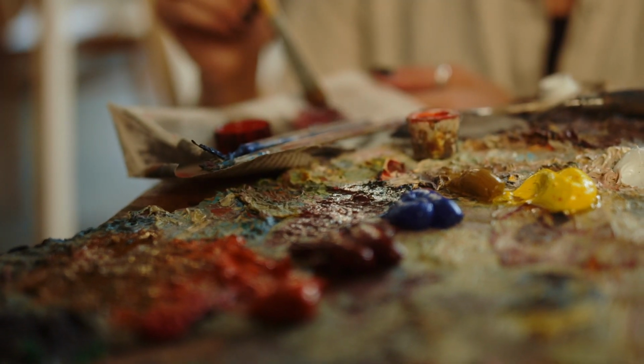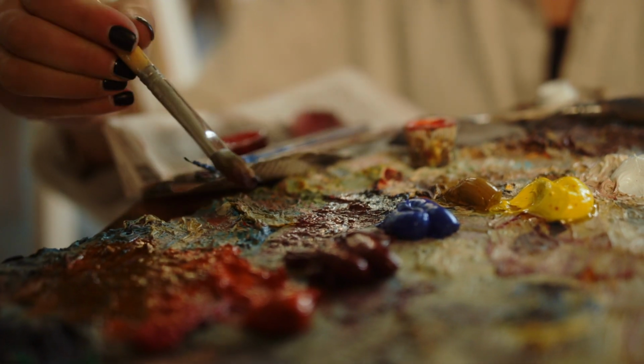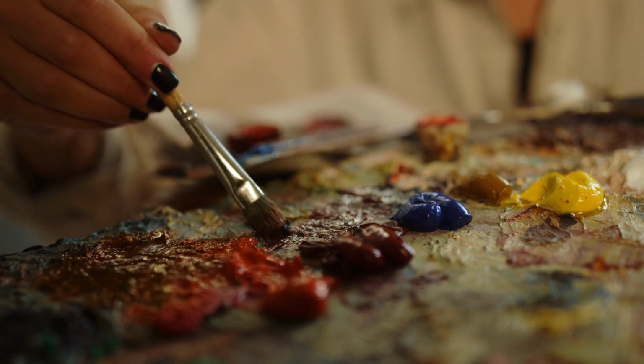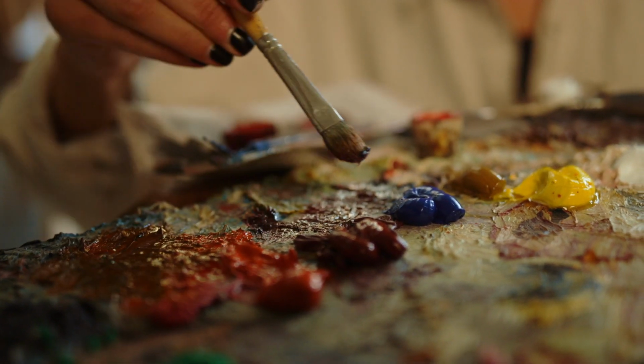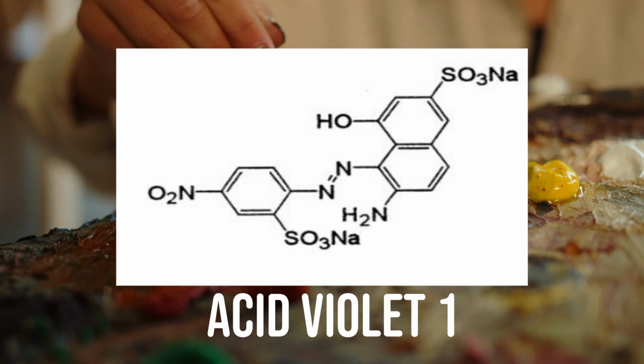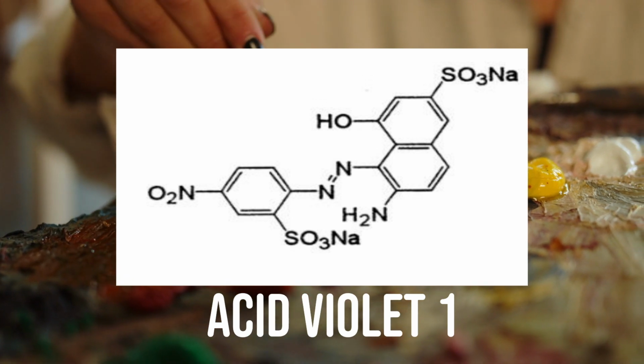They're popular because they're cheap, vivid, and easy to make. This group of dyes is used to directly color leather, silk, and other porous fibers like wool. One example is Acid Violet 1, as you can see below.